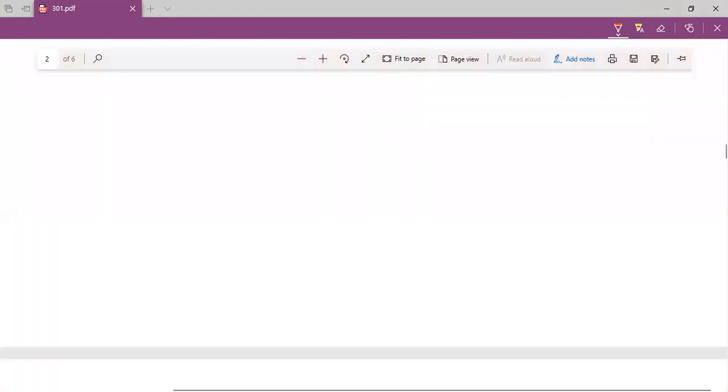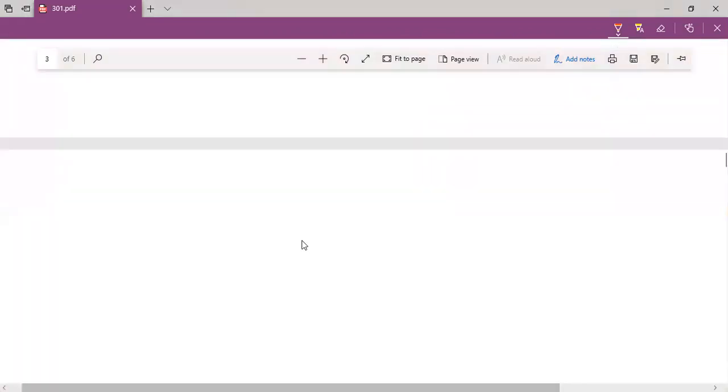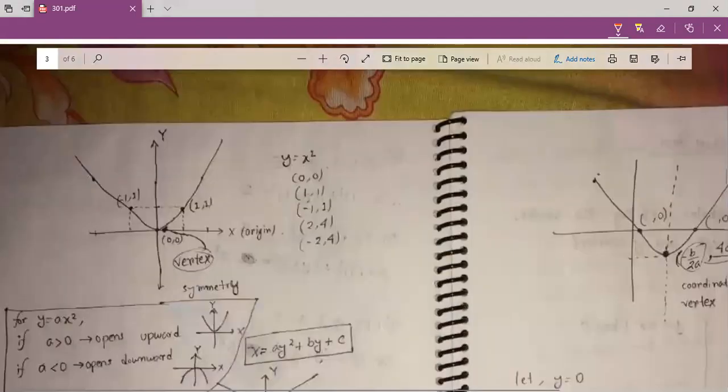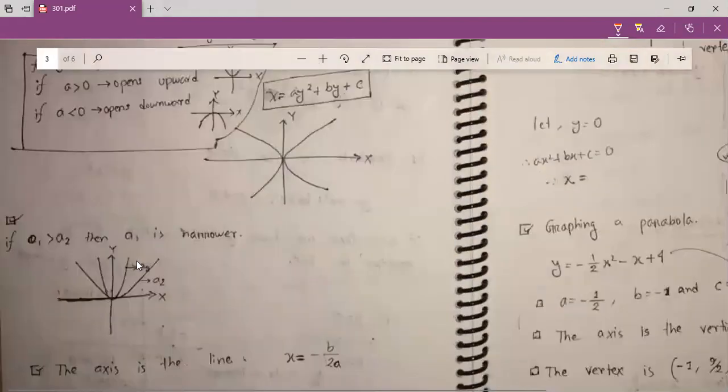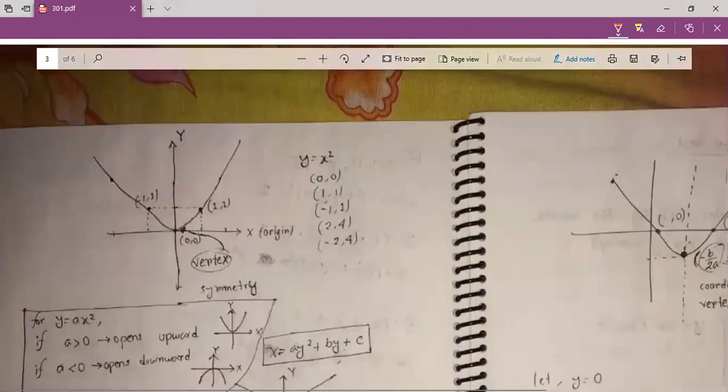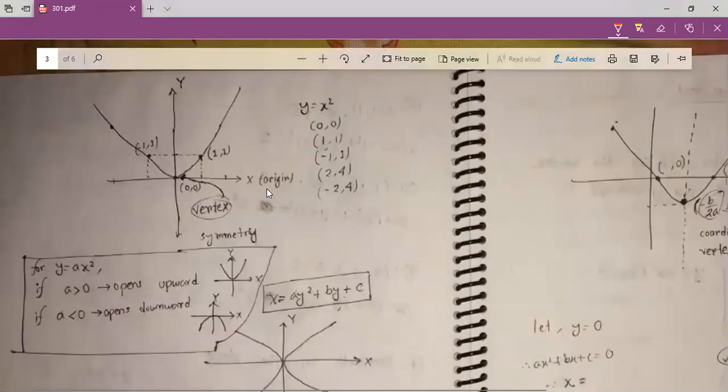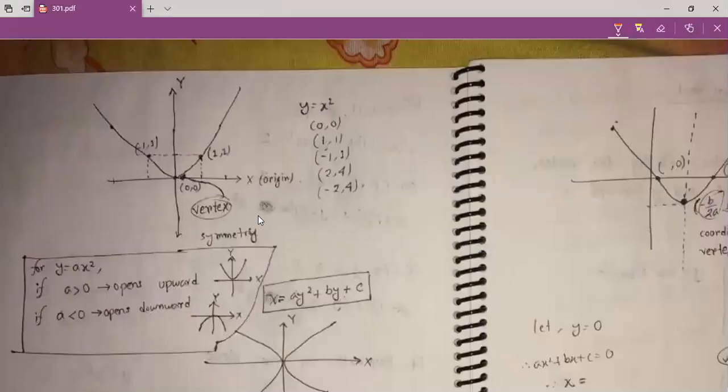So let's see some examples of parabolas and how we find the x-intercept, y-intercept, and all those things. Maybe the picture is not so clear, right? The website, it is clear. Okay, clear, right? It would be clearer if I downloaded it from another website. So don't mind it.